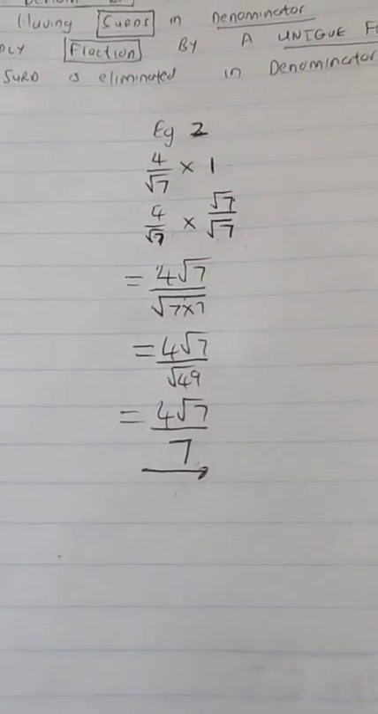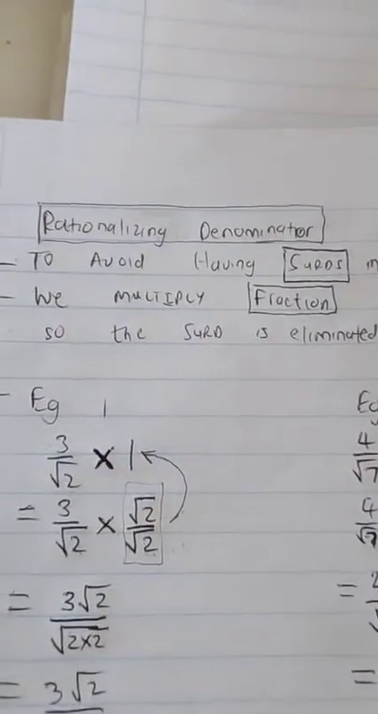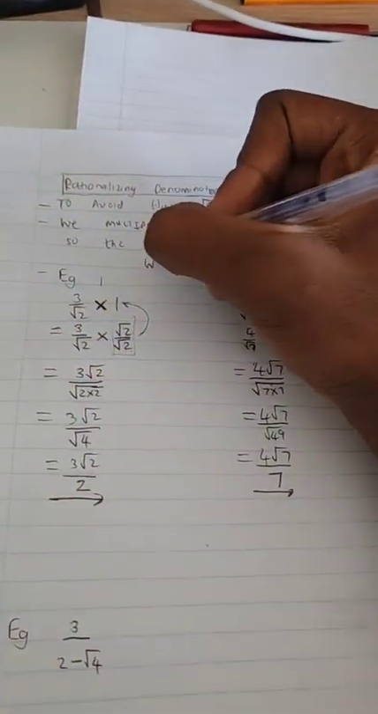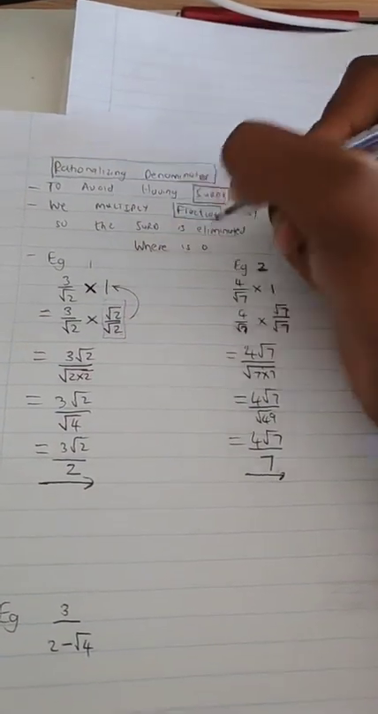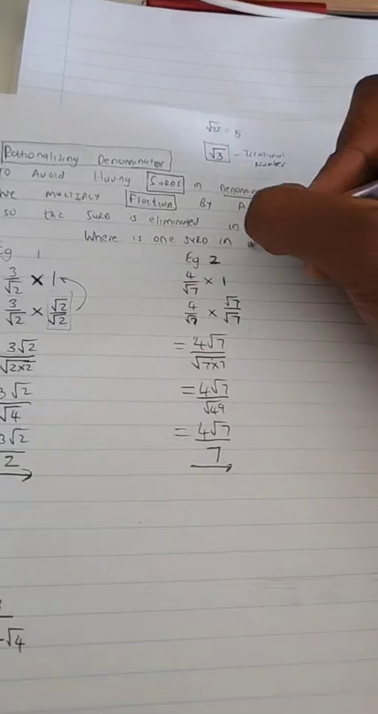That is how we do questions around rationalizing the denominator. These two examples where there is one surd in the denominator.